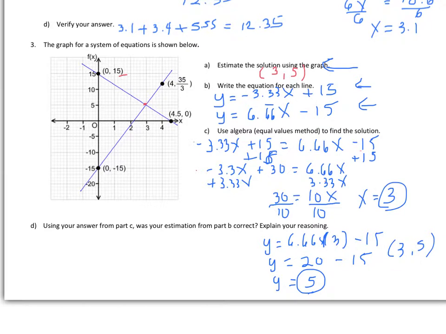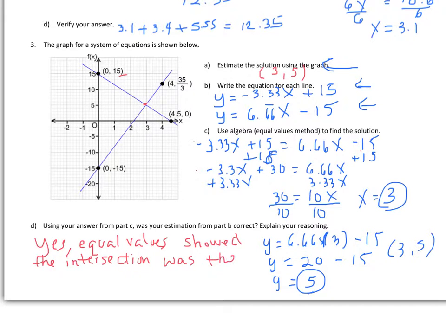And my estimate was correct. So for D, I would put yes. Equal values showed the intersection was the solution. All right. Let's take a look at page 2.